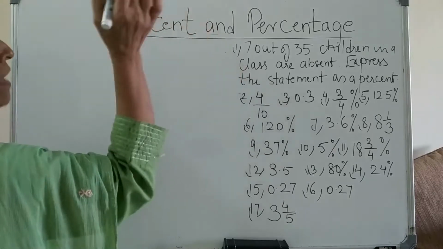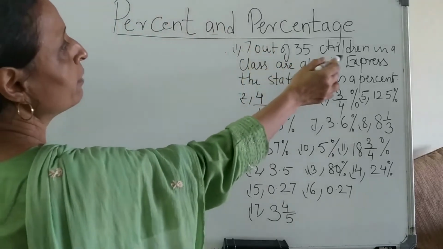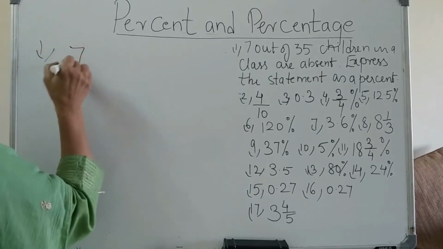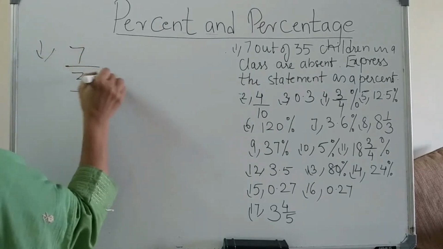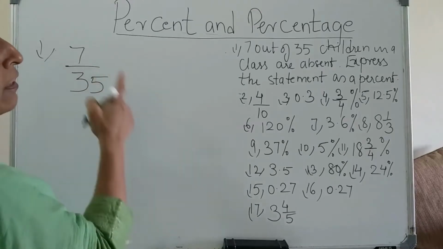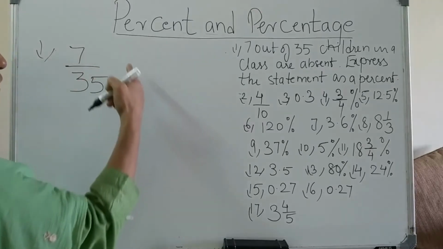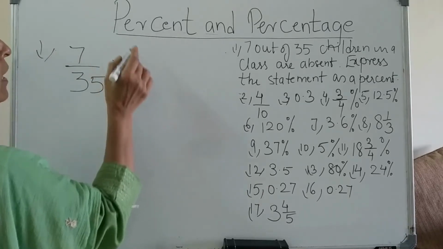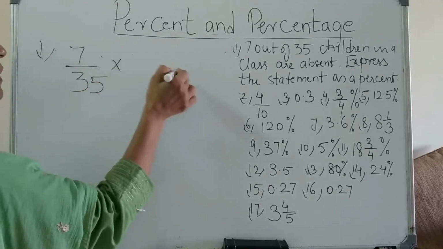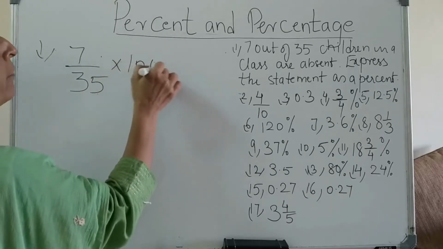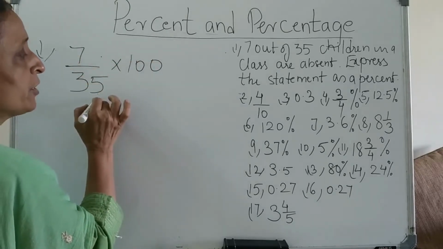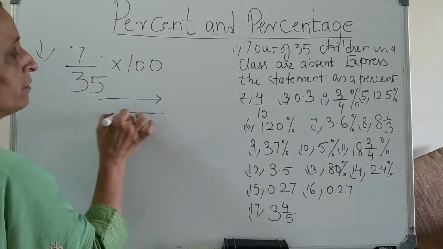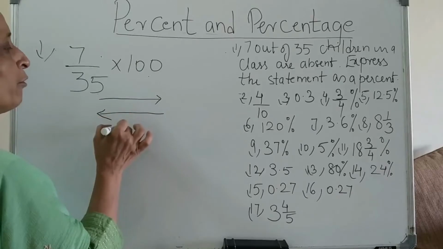So first example: 7 out of 35 children in the class are absent. You have to find it in percentage. So what you do is you either convert into a ratio and make it 100, or you directly multiply by 100 whenever it is percentage. Whenever it is fraction or ratio, you have to divide.